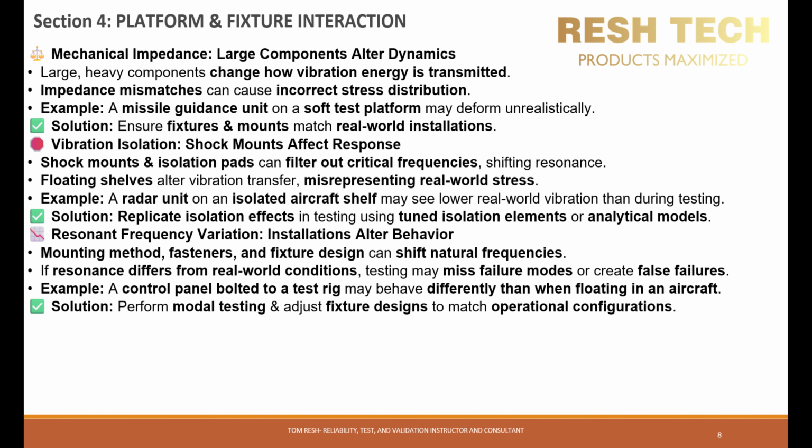When performing vibration testing, the interaction between the test article, fixture, and test platform is critical. Any misalignment, unintended damping, or stiffness variations can lead to inaccurate results. Below is a deeper look at key factors affecting test validity.